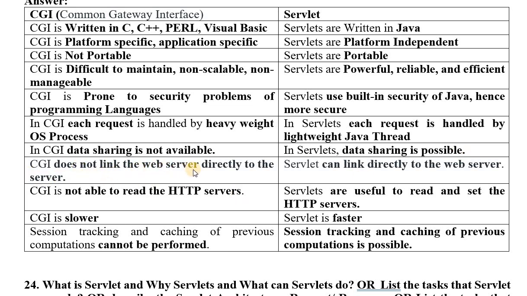CGI does not link to the web server directly, whereas with respect to servlets, you can have a direct link to the web server. Now, when it comes to reading HTTP headers, CGI cannot do it, whereas servlets can read as well as set the HTTP headers. When it comes to speed, CGI is slower, servlets are faster. Session tracking and caching of previous computations cannot be performed in CGI, whereas it is easily possible with respect to servlets. That's it for this video.